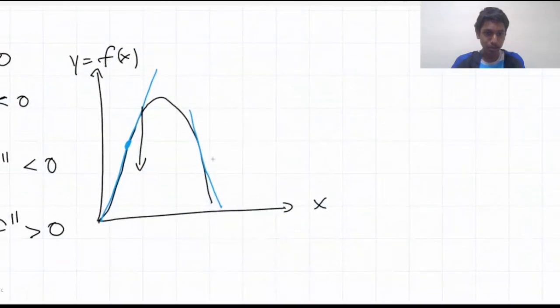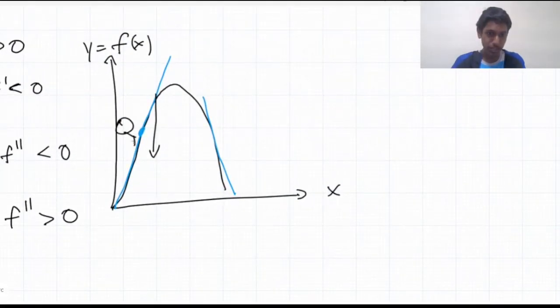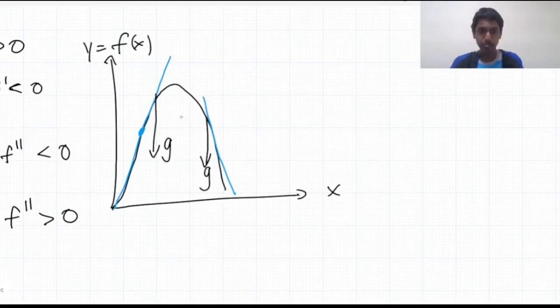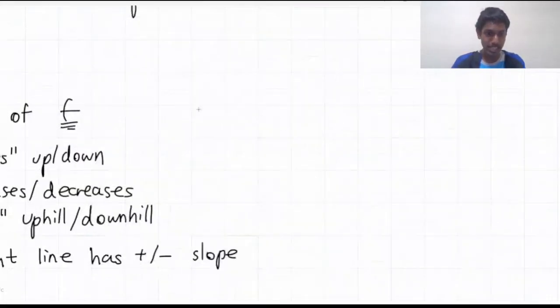Like, for example, suppose that now you're not talking about a person walking up a hill, but maybe this is the position of a ball after you threw it up. And so now this arrow means something. It's gravity pulling it down. And so you get the same effect. You get the same concave down effect because gravity is pulling it downward.